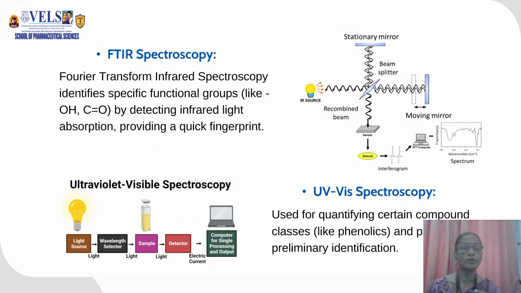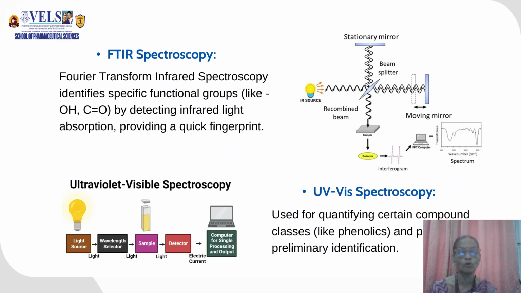FTIR spectroscopy, Fourier transform infrared spectroscopy, identifies specific functional groups like carbonyl groups, conjugated systems, aromatic, diene and aliphatic groups, which can be detected by infrared light absorption. Here the sample absorbs the infrared light and provides a quick fingerprint within that stipulated time.